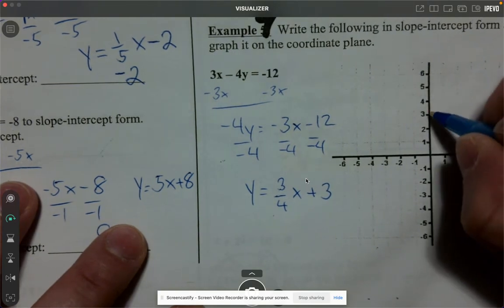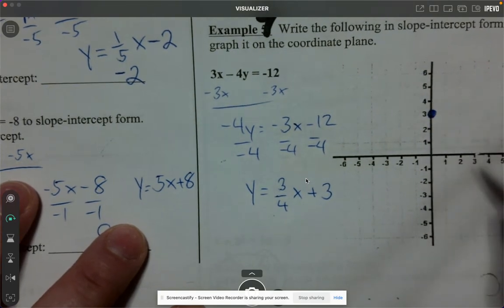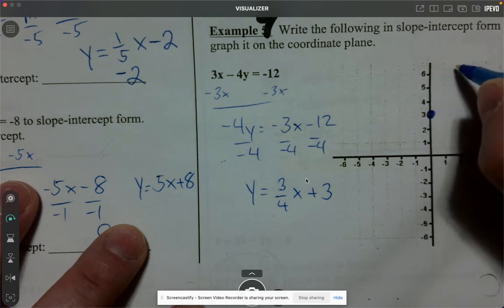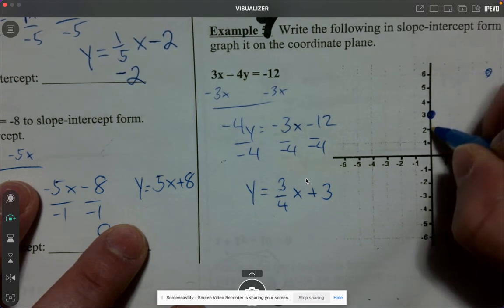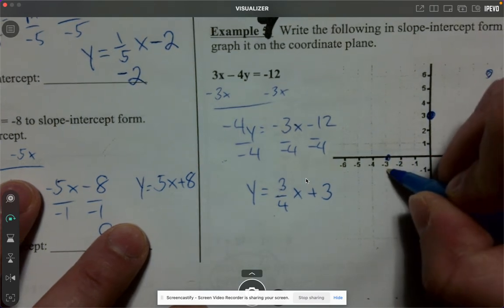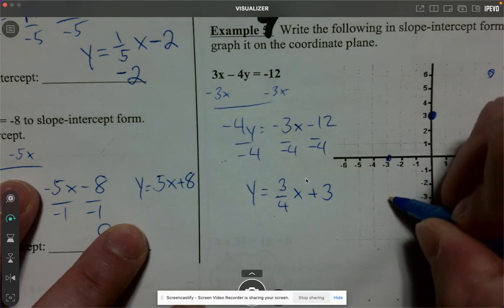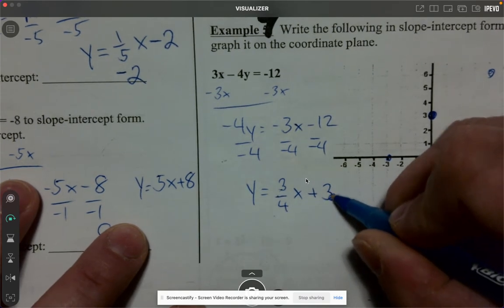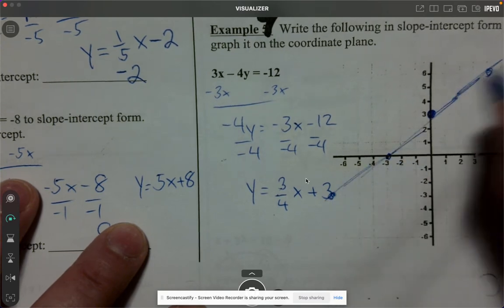And then I put a dot at 3. And then I go up 3: 1, 2, 3. And over 4: 1, 2, 3, 4. Down 3. Left 4. I'm going to do that one more time. 1, 2, 3. And left 2, 3. It goes off the graph, but it'd be something like that if you graph that.